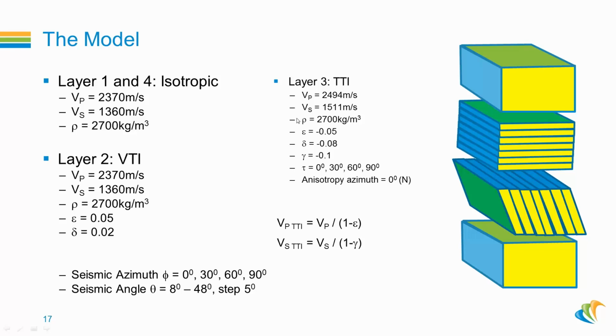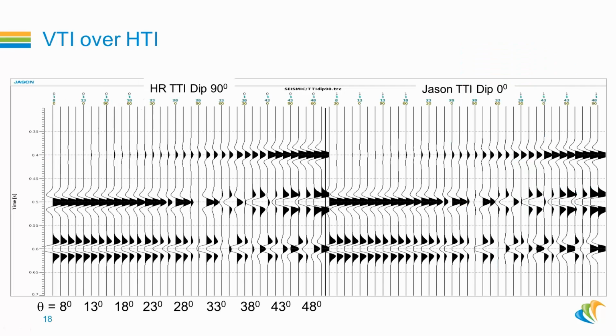For the TTI layer we use an HTI reference, so the isotropic velocities are the fast velocities, and these are calculated from the slow velocities in the isotropic layer by the formulations you see below. So I'm going to vary the tilt angle. The anisotropy azimuth of the TTI medium is 0, so it's north, and I'll have seismic angles varying between 8 and 48 degrees with steps of 5.